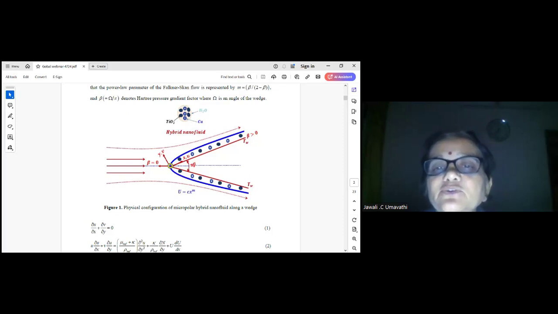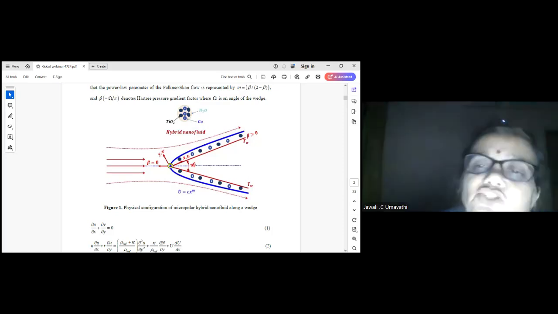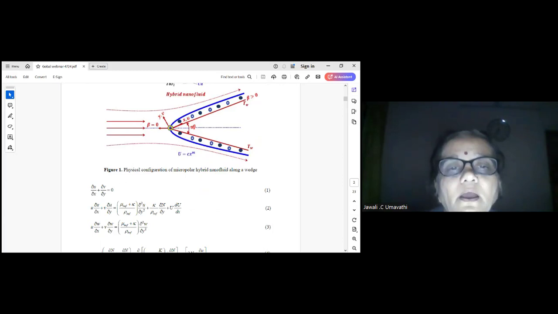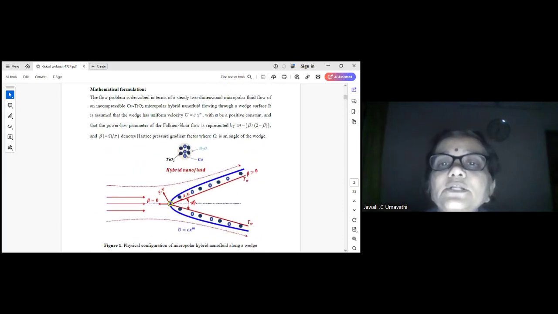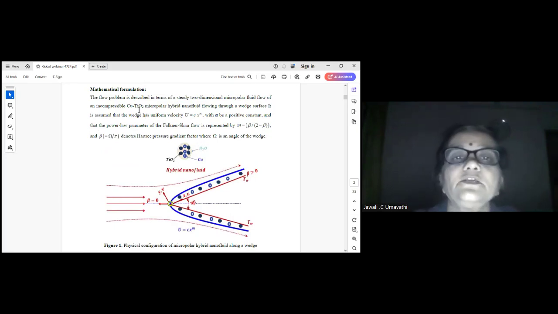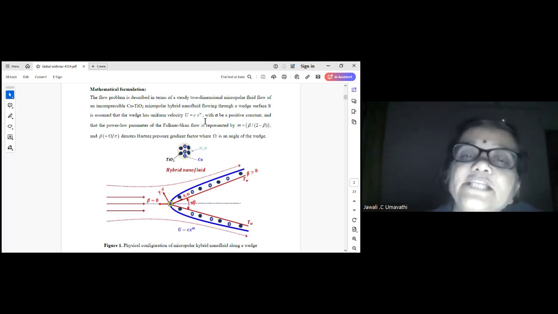Temperatures, TW refers to the temperature at the wall. And here I'm considering in particular the free stream velocity, this is a very important contribution of this work. The uniform velocity I express in the form of Cx to the power of m.